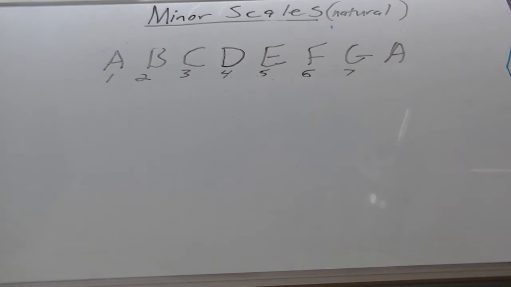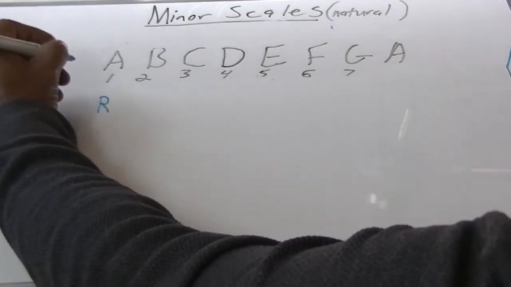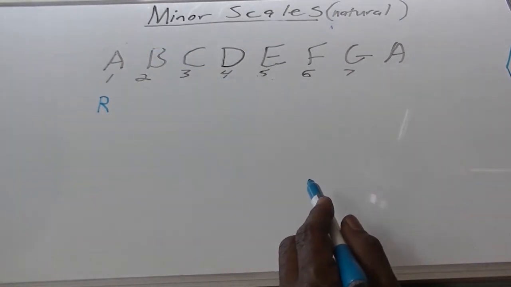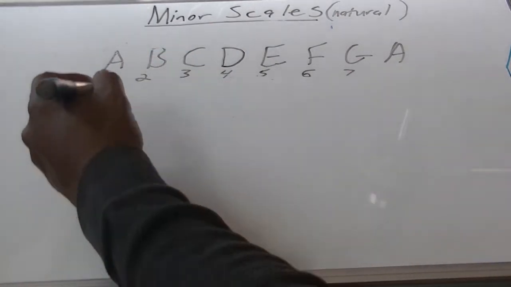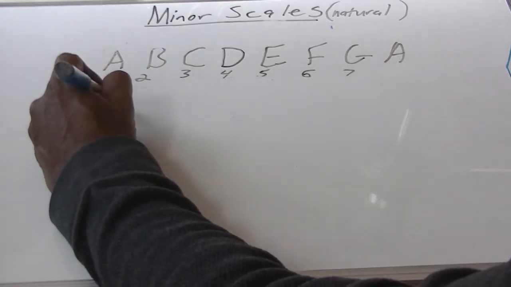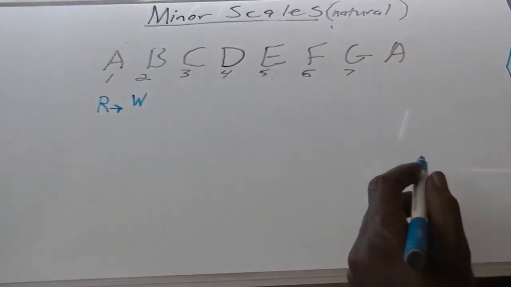It starts with the A note, and A is the root note, so I'm going to write an R here. And the next note of the scale is B. Well, the interval from the A note to the B note is a whole step, and I'm going to write that with a W.